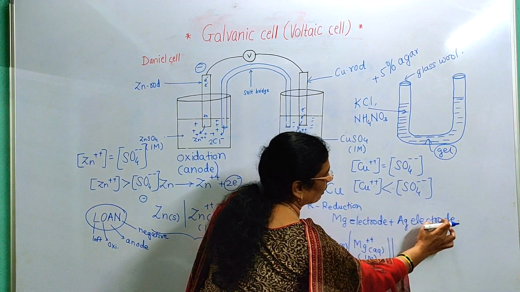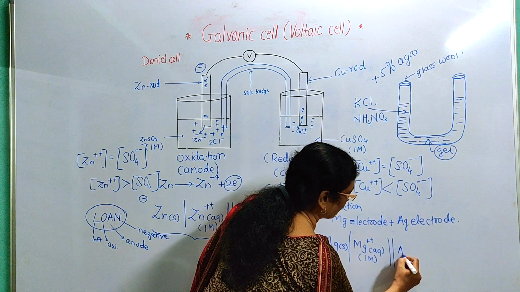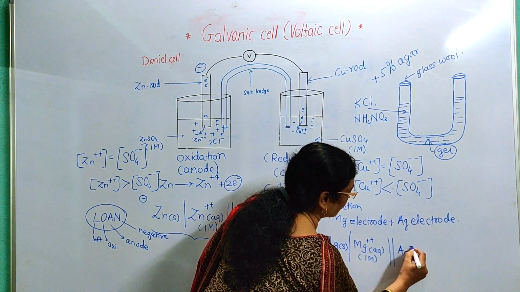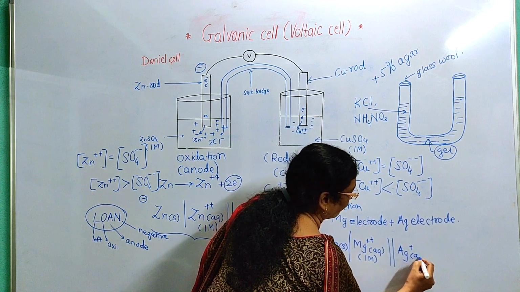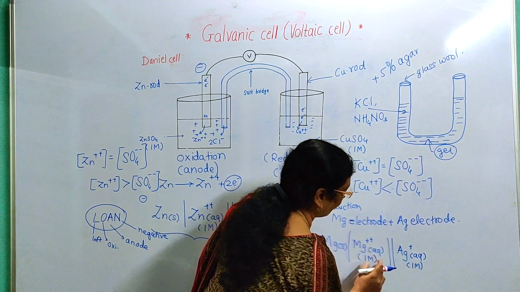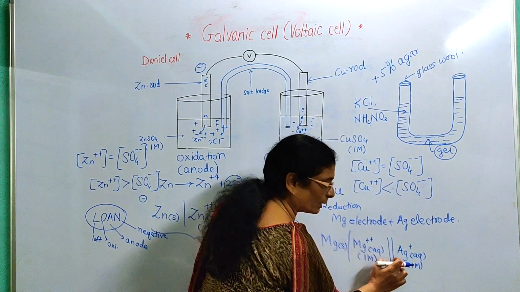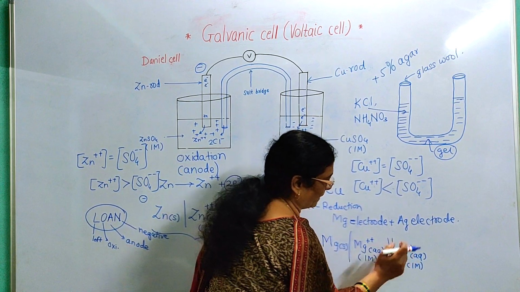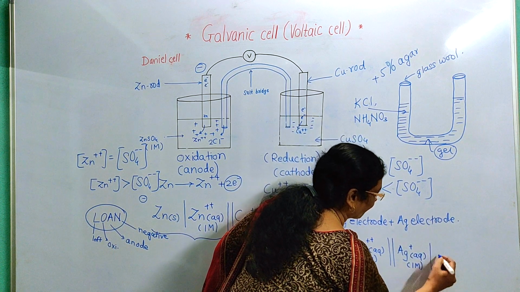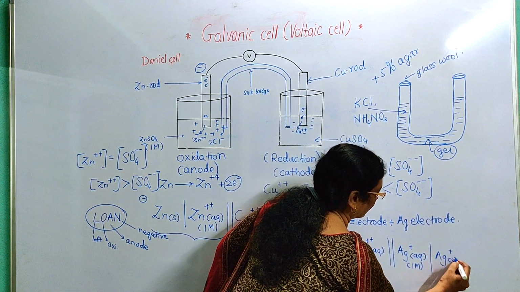And the silver electrode is there where reduction takes place. Here we first represent the ions, Ag+ ions, aqueous solution, concentration 1 molar. Remember here, the 2 solutions are not in direct contact with each other, but in indirect contact by using a salt bridge. Then a single vertical line, and Ag, which is solid.